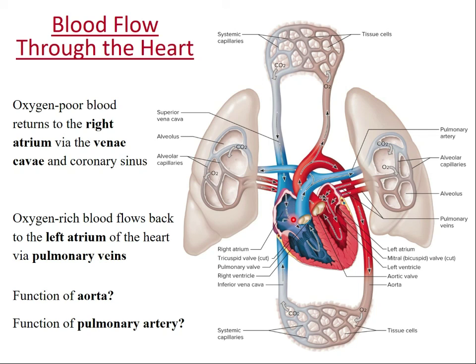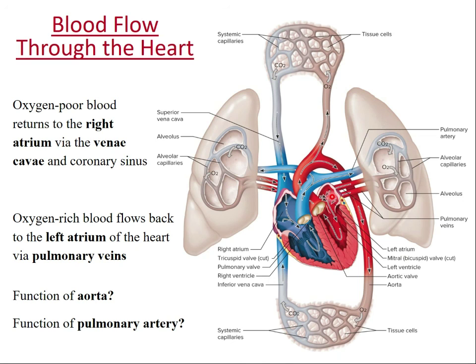From there, through the tricuspid valve, it gets to the right ventricle. From the right ventricle, it goes through the pulmonary valve to the pulmonary artery. From the pulmonary artery, it gets to the lung, where it drops off the carbon dioxide, picks up oxygen, and goes to the pulmonary vein. And the pulmonary vein will come to the left atrium.